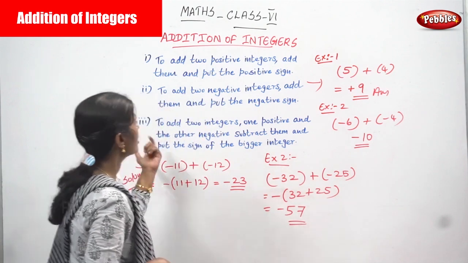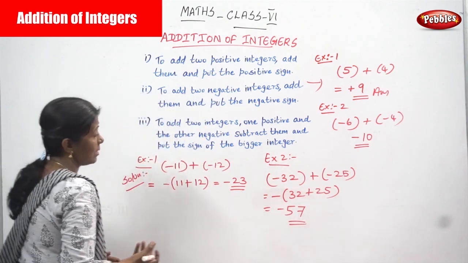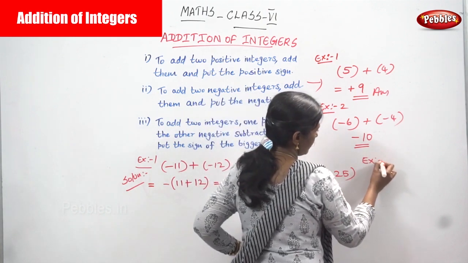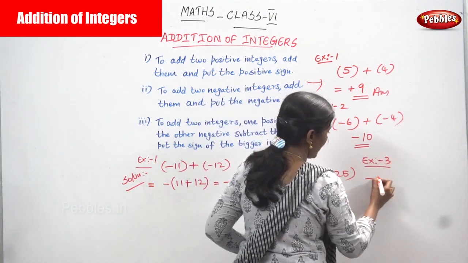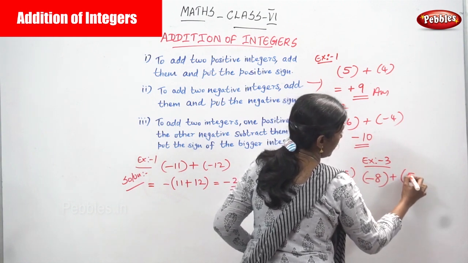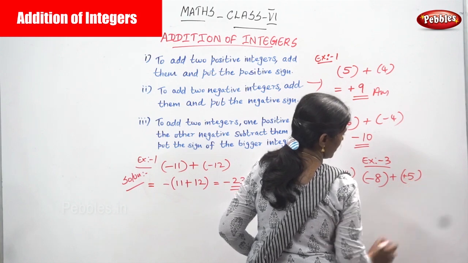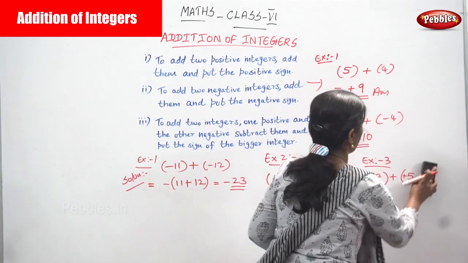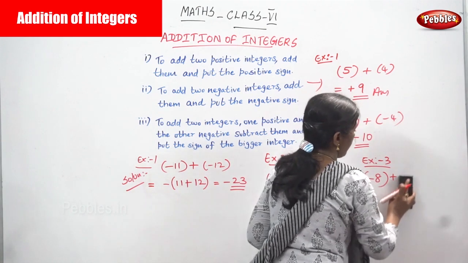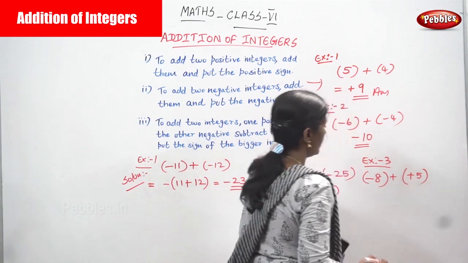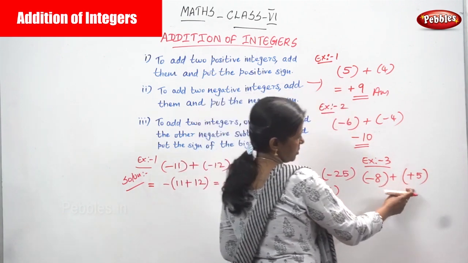The third one is two integers, again you are going to add, but one is positive and the other one is negative. Example 3 is minus 8 plus 5. This is a negative integer, this is a positive integer.